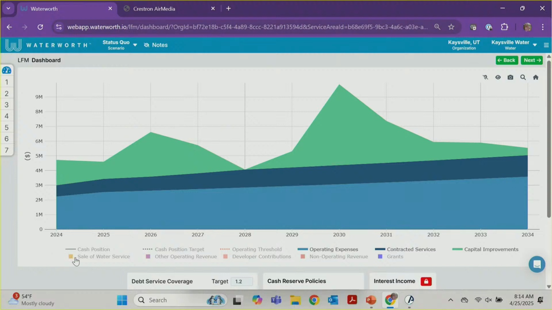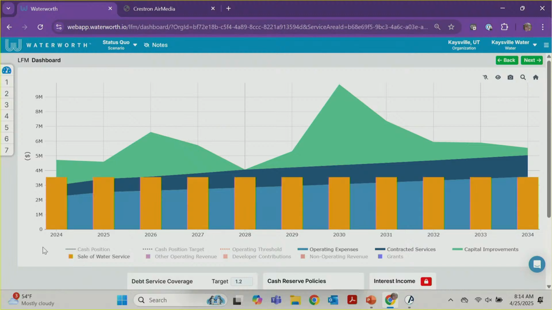So then we add in yellow, which is a revenue, sale of water service, which comes from the utility bills. We can see that it's flat. Right now, this is what we're calling our status quo scenario. No raises of rates, and you can see that our sale of water service is not going to cover even just our operations and expenditures come 2026, 2027.